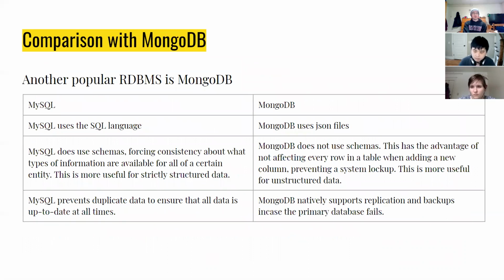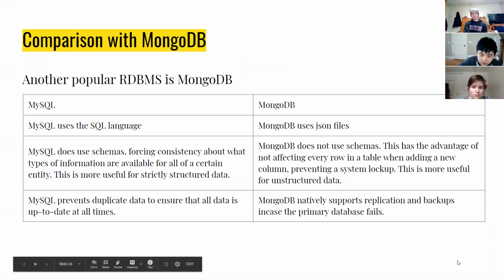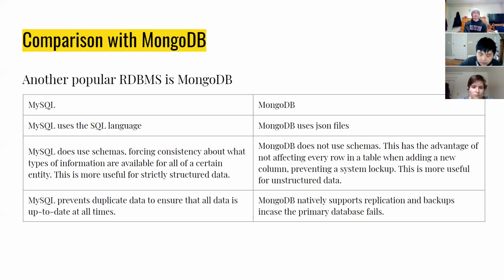So now, instead of comparing with the language, we're going to compare two different full relational database management systems. So MySQL versus MongoDB. MySQL uses SQL, as the name implies, whereas MongoDB uses JSON files. And MySQL uses schemas, which means that all of the entities have to have the same attributes, whereas MongoDB does not use schemas at all, meaning it's not enforced. And MongoDB natively supports replication and backups. In case the primary database fails, you can automatically switch over to a secondary database.